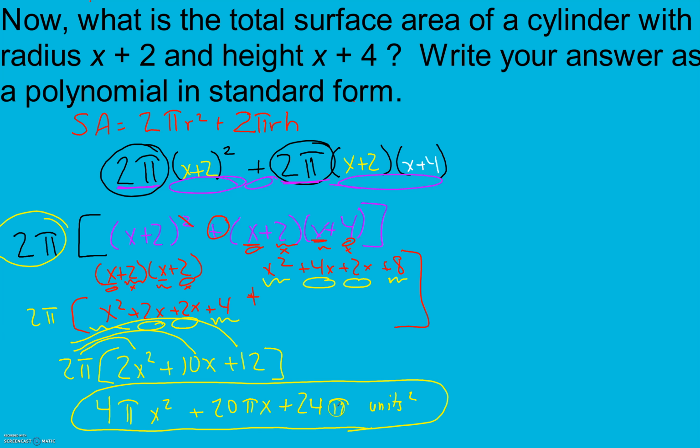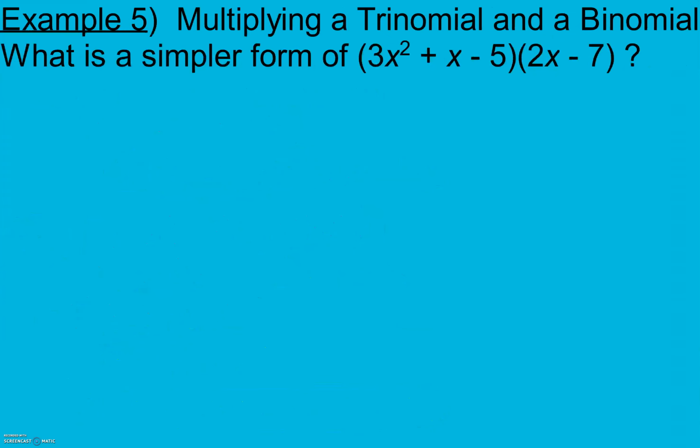Squared, linear, constant. In example 5, we're going to be multiplying a trinomial and a binomial. So here we can't use foiling. If we check foiling, firsts, outsides, insides, lasts, this x term gets left alone. Okay, we have to use everything. So we can't just FOIL here because we still need to account for that x.